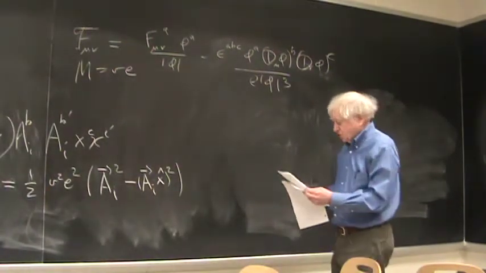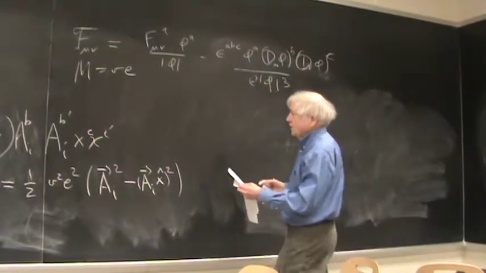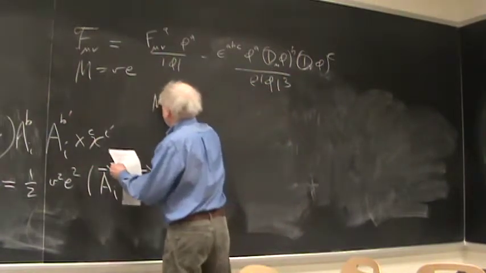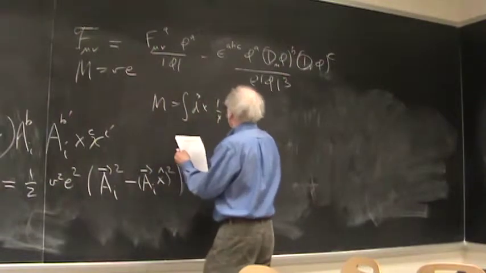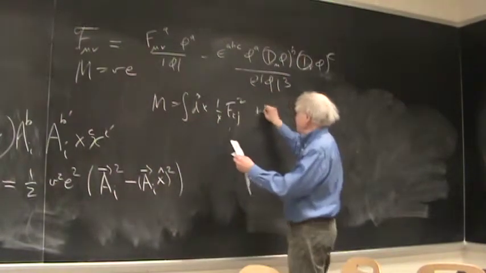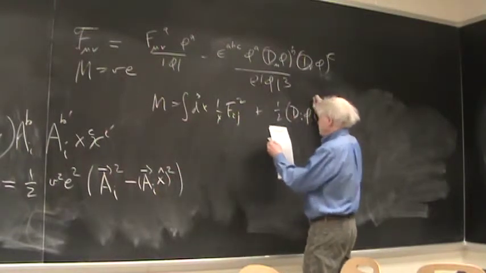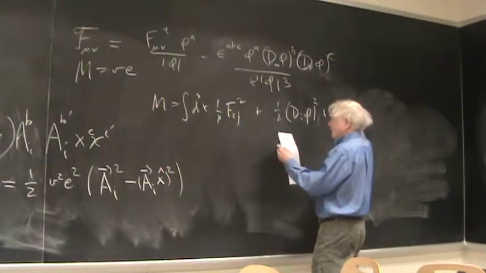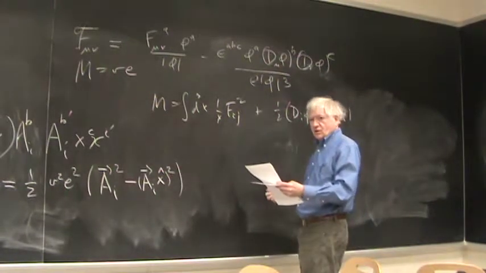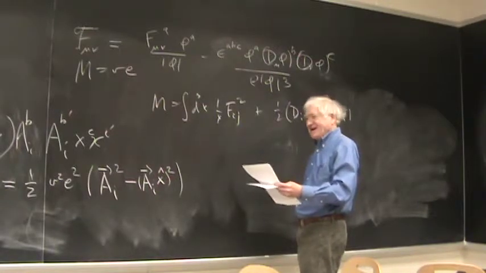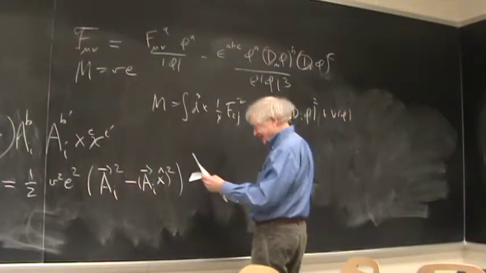And one can show that the mass of this configuration, which is integral d cubed x, 1/4 F i j squared, because this is static, plus 1/2 D i phi squared plus V of phi. This thing, you can do another one of these. No, it's not that, it's this other guy. Bogomolny? Yes. Good for you.